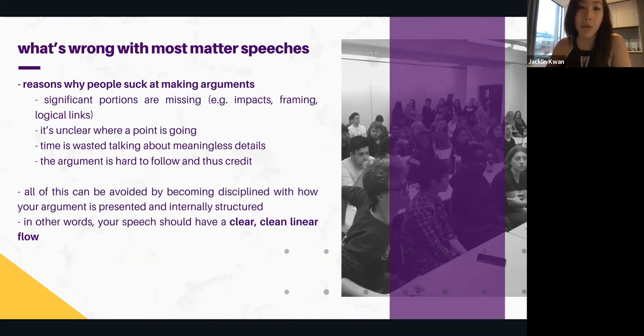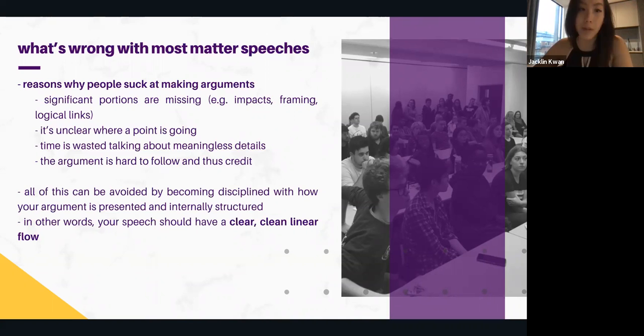Second part of why people suck at making arguments. It's sometimes really unclear where a point is going. So loads of people will sometimes say really smart things, or they'll say really true things, but as a judge, when I'm listening, I just don't know where the point is going. I have no idea whether or not it links to the motion. I don't know what the impact of the point is going to be. So basically, I just tune out when someone is making a point but I do not know the direction that this point is going to go. And so they end up wasting a lot of time because they don't signal to me why the statement they're making is even important in the context of the debate.